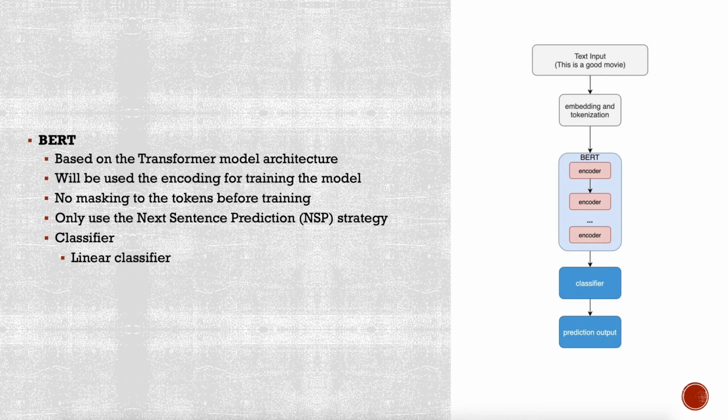So when there is a text input to our model, it will perform the embedding and tokenization first. Once we have performed embedding and tokenization, this data will feed into our BERT model, and then the output will also feed into the classifier layer, which will be used to perform the classification task. Once we have performed the classification task, there will be a prediction output.